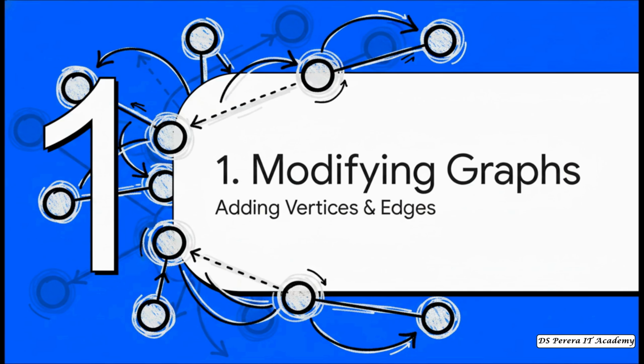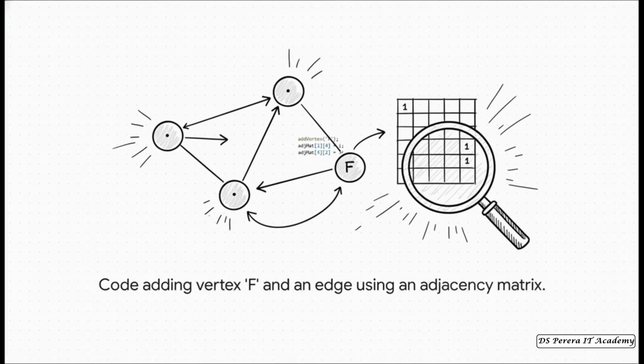You see, real-world graphs are rarely static. They're dynamic, living data structures. Just think about a social network. New people are signing up, and new friendships are being made every single second. So it's absolutely crucial for us to know how to add new vertices and edges to our graphs on the fly. Let's break down exactly what this code is doing. Imagine we're adding a new person, F, to our network and connecting them with someone who's already there.